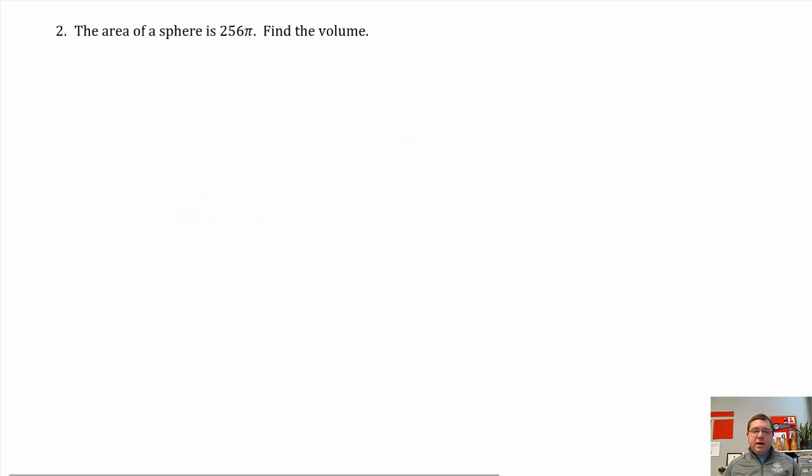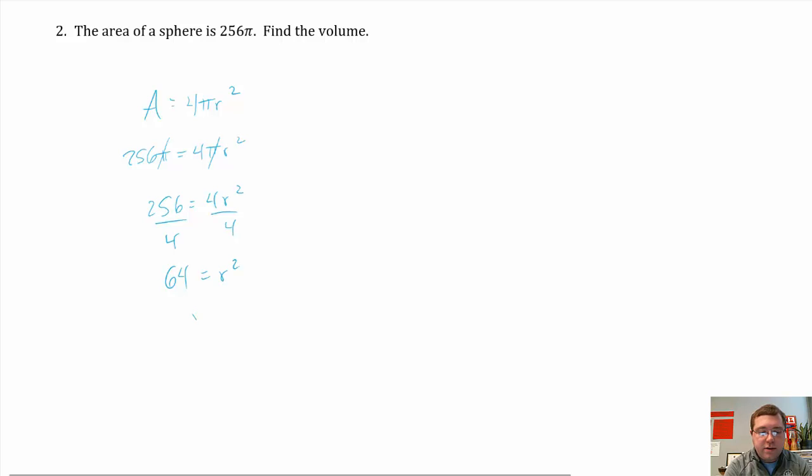Example number 2. The area of a sphere is 256 pi. Find the volume. So the area is supposed to be 4 pi r squared, but they tell us the area is 256 pi. So that must equal 4 pi r squared. So then we have a formula that we can solve for r. We can cancel the pi's because they're multiplied on both sides. So we can divide both sides by pi and they're gone. We've got 256 equals 4r squared. Let's divide both sides by 4. What's 256 divided by 4? 64 equals r squared. So r is the square root of 64, which we all know is 8.